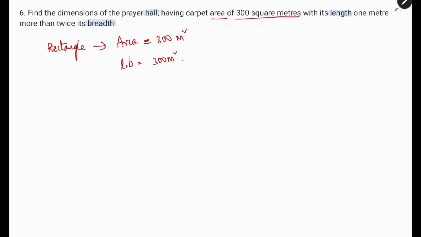Okay, and what is the condition given? With its length 1 meter more than twice its breadth. So length is 1 meter more, which means plus 1, than twice, 2 times its breadth.